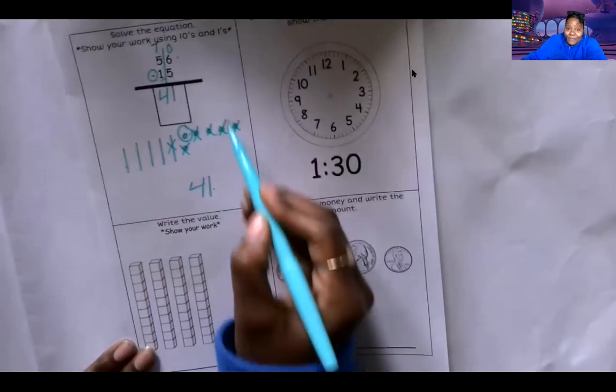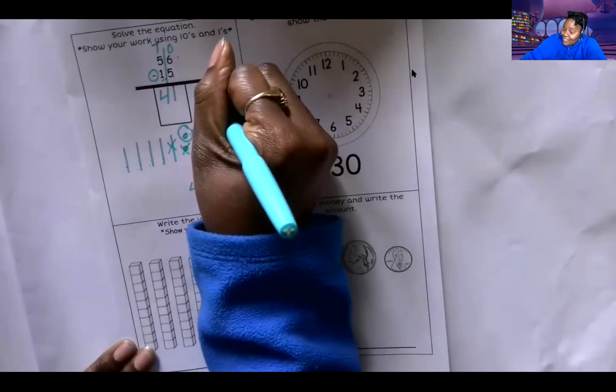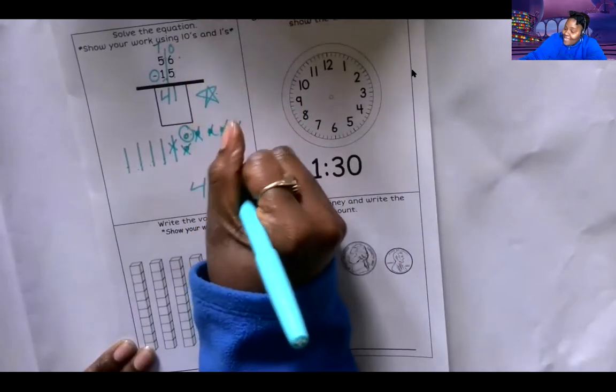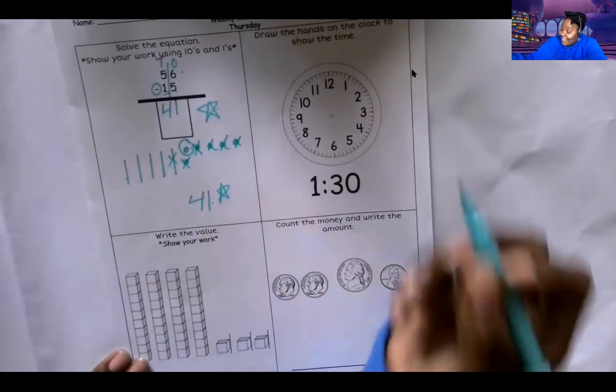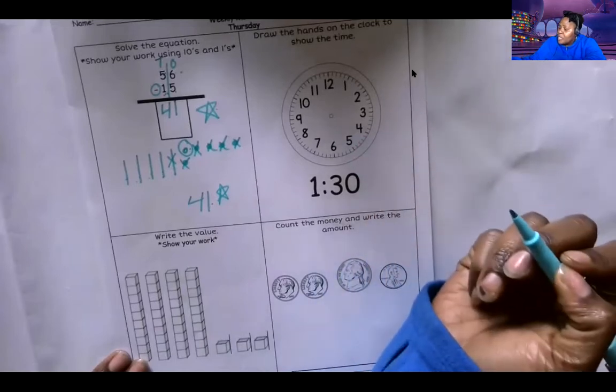And our answer matches. So I'm going to give myself a star. And I'm going to kiss my brain. You do the same if you got the answer 41. Let's move on to the clock.